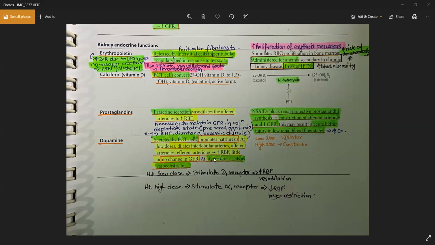The effect of dopamine depends upon its concentration. If you remember the general pharmacology we discussed, at a low dose it will stimulate D1 receptors, causing an increase in the renal blood flow. At a moderate dose, it will stimulate the beta receptors. At a very high dose, it will stimulate the alpha receptors. So at low dose, vasodilatory effects; at high dose, vasoconstriction effects.